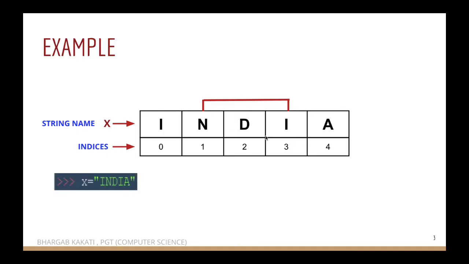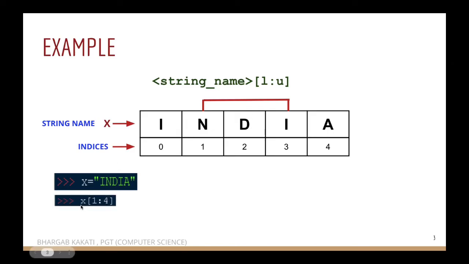So for doing that, what will I do? At first I need to write x equals India. I've given the name x to the string India. Now what did the syntax say? The syntax says that we need to give the name of the string, and within the square brackets we need to specify the lower limit and the upper limit. So here if I give x[1:4], then what will be displayed? NDI will be displayed. As we have already seen in the previous slide, the string indices in the range of lower limit to upper limit minus 1 will be displayed.